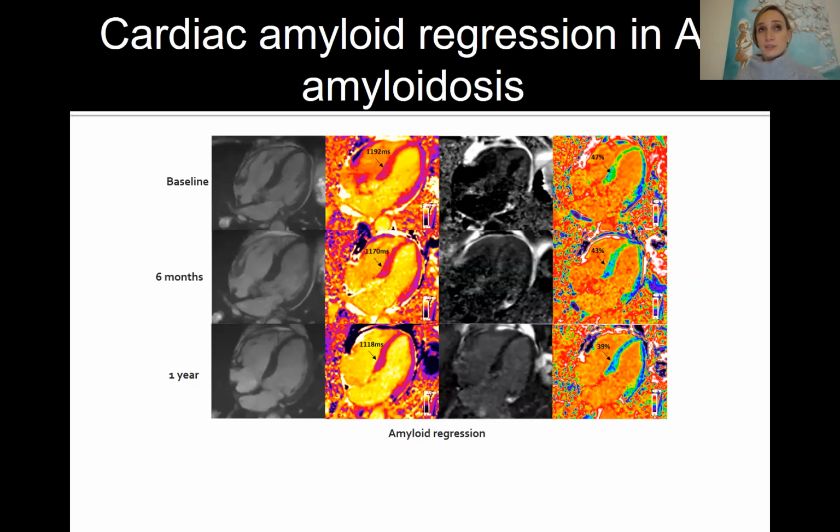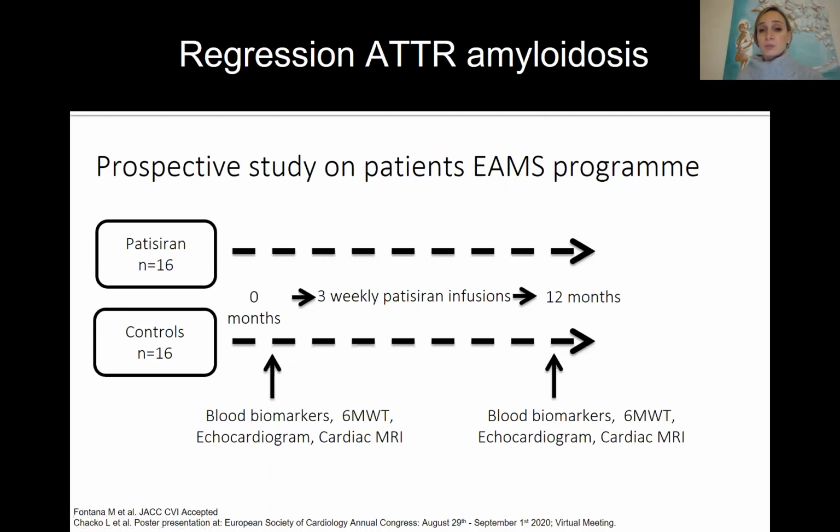And this is a beautiful example of amyloid regression. You can see the baseline, the CMR is extremely typical of cardiac amyloidosis, and 12 months after, the late gadolinium enhancement has almost normalized, and there was a significant reduction in the extracellular volume. But what about ATTR amyloidosis, the other main type of amyloidosis? Can we see regression also in TTR treatment?